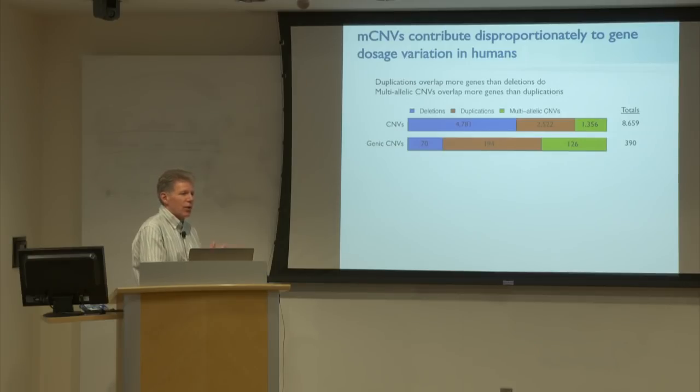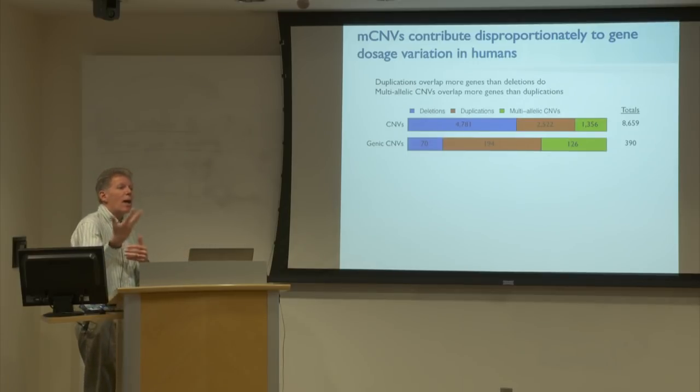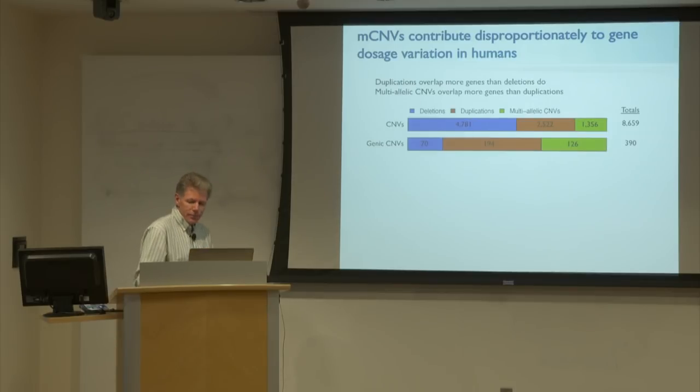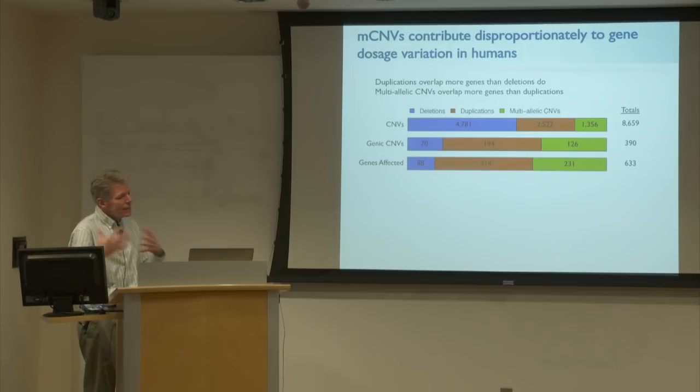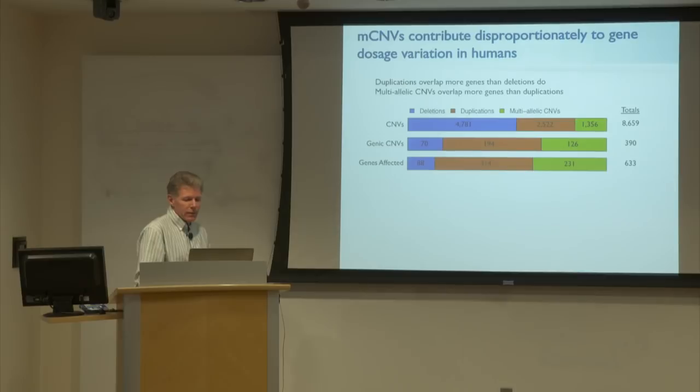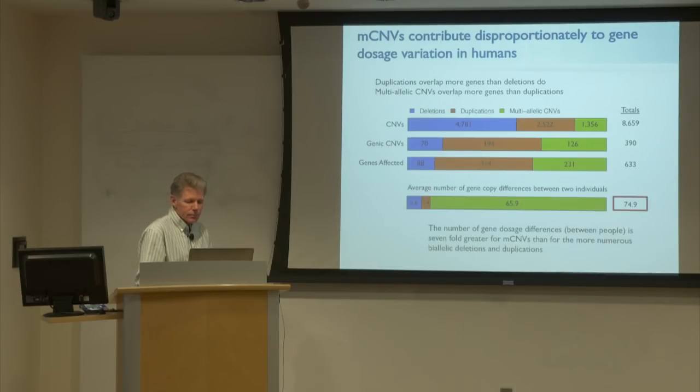There aren't many genes that are completely deleted. In the human population, that tends to be more deleterious, so it tends not to happen. We'll tolerate the duplication of a gene much more easily than we will a deletion. And if you ask the number of genes affected, the ratio shifts even a little bit more, right? There are more genes that are tolerant to this sort of duplication or multi-allelic effect.